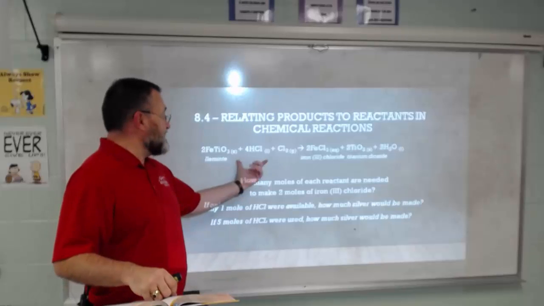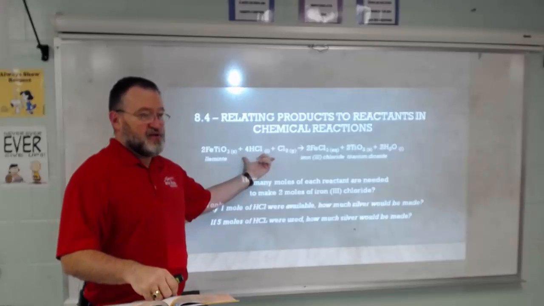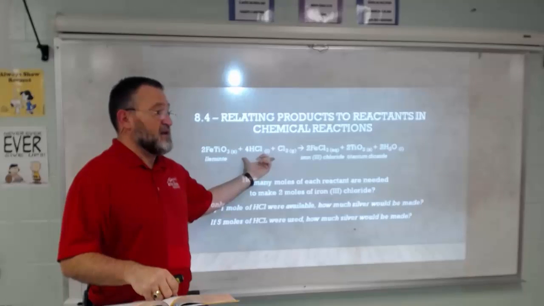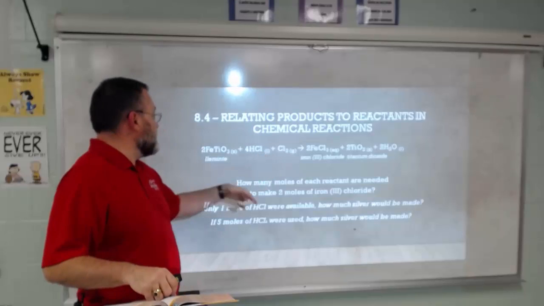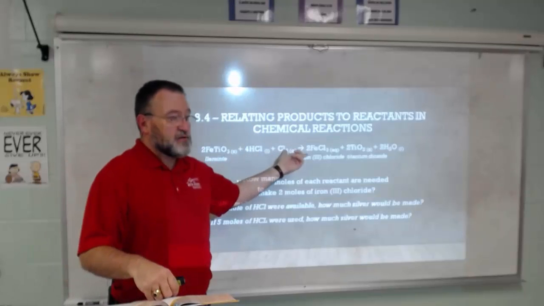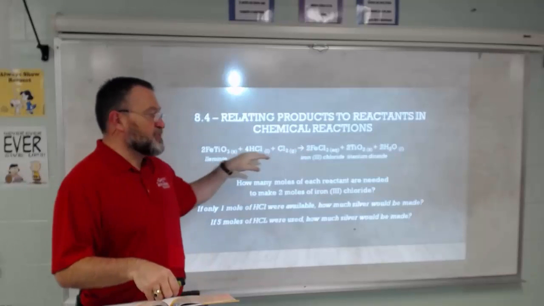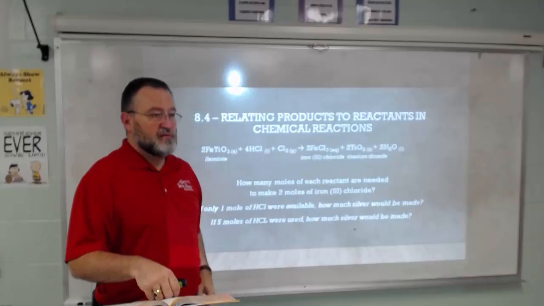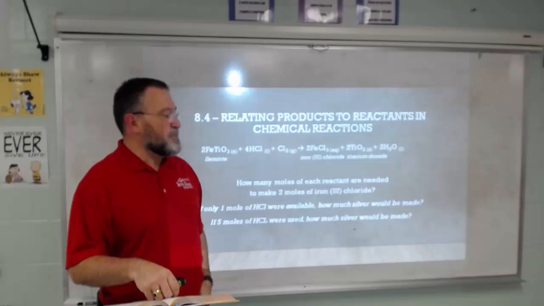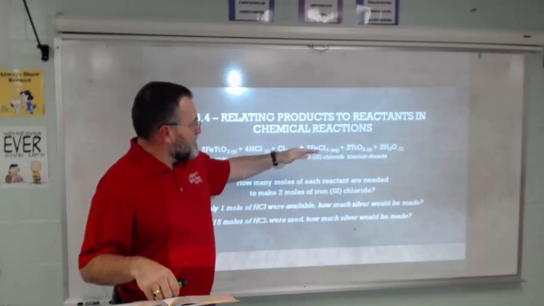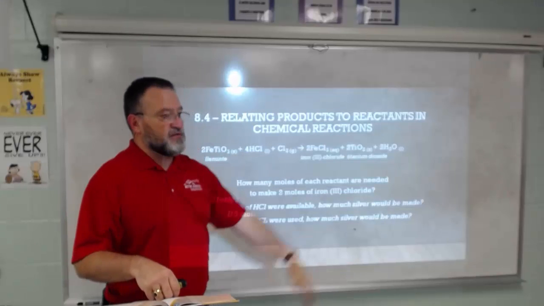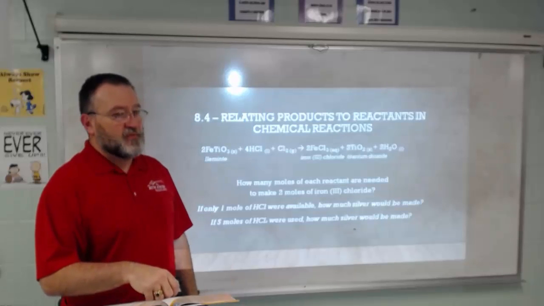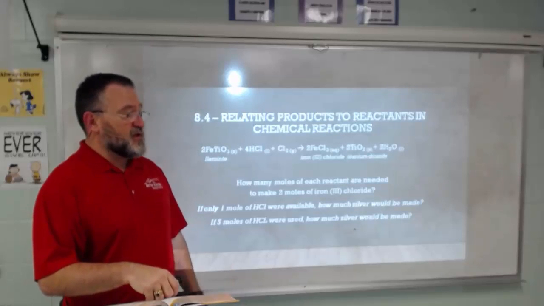Well, now I've got excess hydrochloric acid, right? I've got more than I need. And I have exactly what I need of ilmenite and chlorine. So what am I going to produce? Am I going to produce less, the same, or more in product? The same. That's right. Because I've run out of something else.